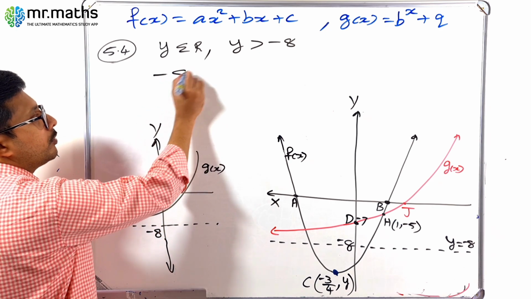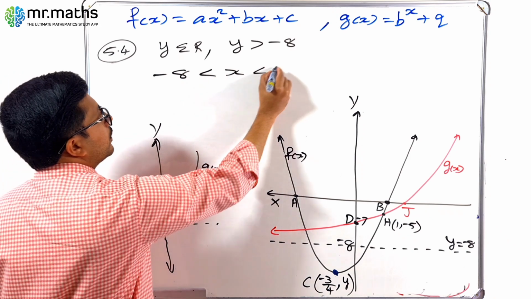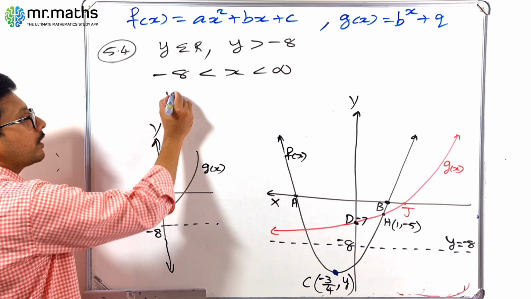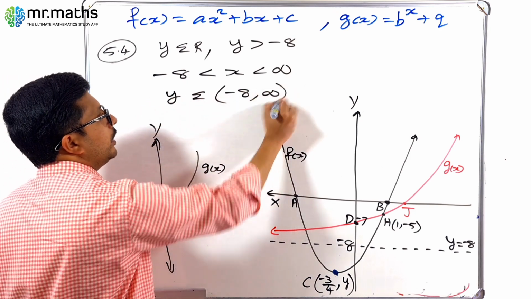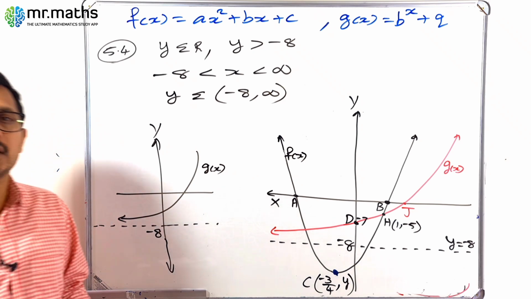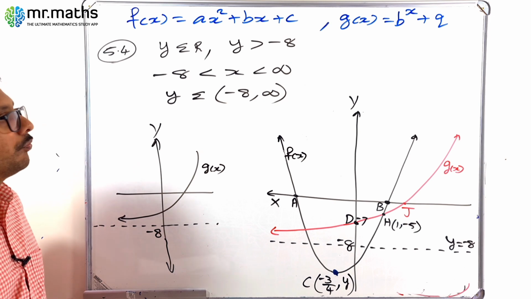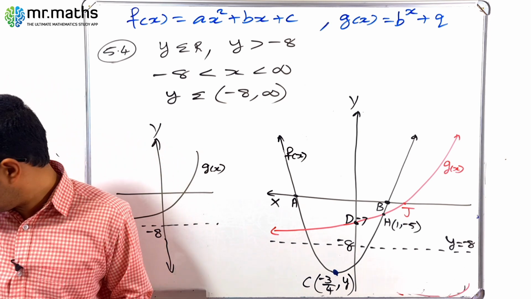Or you can write it like this also. Some schools do it like this: minus 8 less than y less than positive infinity. Or you can write it like this also: y is an element of minus 8 to infinity. All are different methods to show the same thing. Okay, so that is question number 5.4. Now let's move to the next question, 5.5.